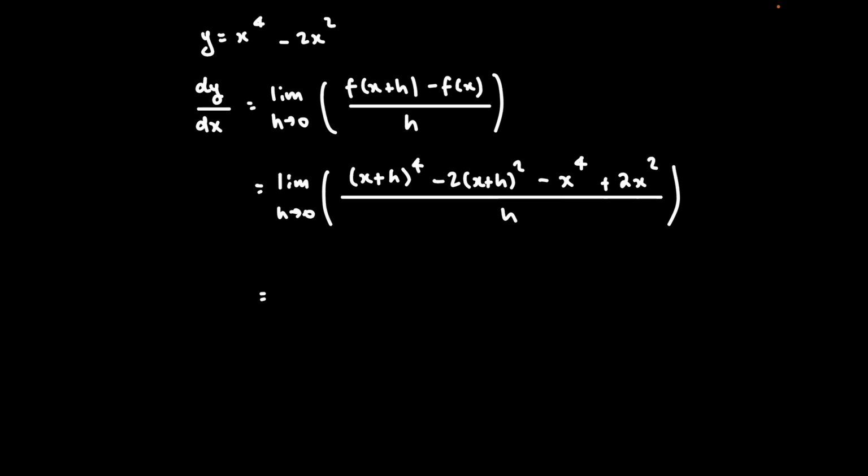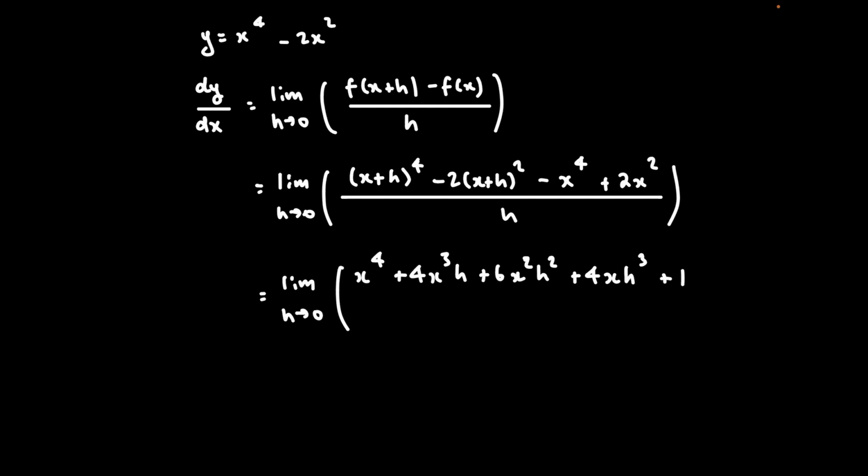And again, the hard and tedious part of doing all this is simply doing the expanding. We have to expand all of the numerator at the top here. So the limit as h approaches 0 for x plus h to the power of 4. You can simplify this using whatever way you want, whatever technique. I like doing the Pascal triangle method. So this would be x to the power of 4 plus 4x cubed h plus 6x squared h squared plus 4x h cubed plus h to the power of 4.